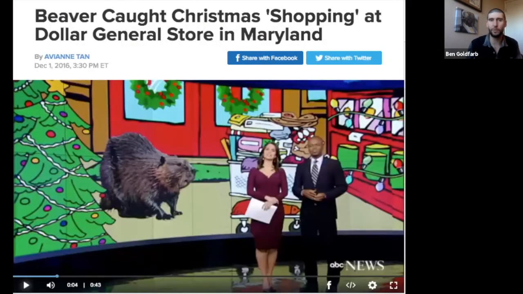But they do get more creative in the mischief they cause too. Here's a beaver that broke into a dollar store in Maryland and was browsing the plastic Christmas tree rack when it was apprehended by the authorities. So they cause all kinds of interesting trouble.